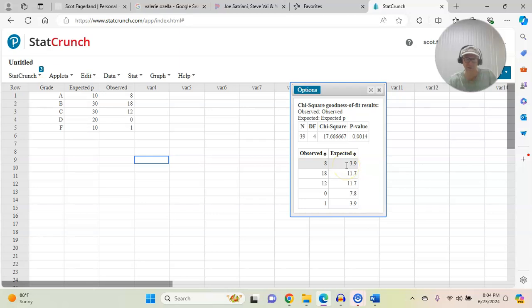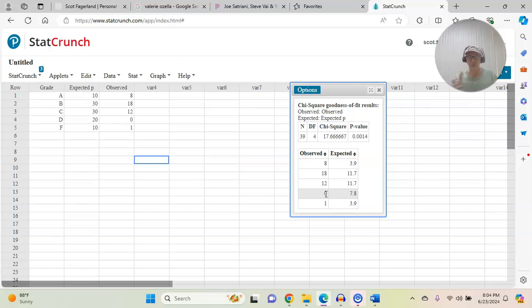It kind of looks like the A's are overrepresented because we observed 8 of them, and we really only would have expected about 4. We observed 18 B's, we were only expecting about 12. That looks like it's a bit overrepresented too. We observed 12 C's, which is exactly what we'd expect. The D's appear to be underrepresented. Okay, so you can see that at a glance.